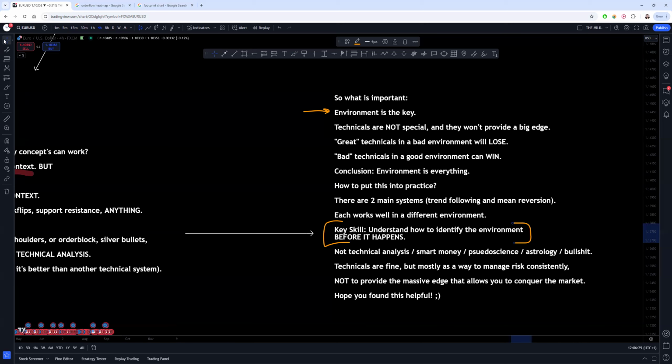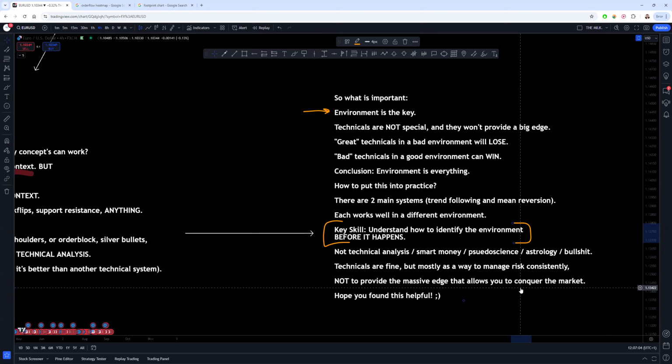How do we identify the environment? How do we identify it's a good environment, a bad environment, right? And that's really key. And that comes down to looking at things other than technical analysis. I know, I hate to burst your bubble, but that's just the reality. Now, the key skill, therefore, is not technical analysis, smart money, pseudoscience, astrology, bullshit, right? Technicals are fine, but mostly they are used as a way to manage risk in a consistent way, not to provide the massive edge that allows you to finally conquer the market, right?